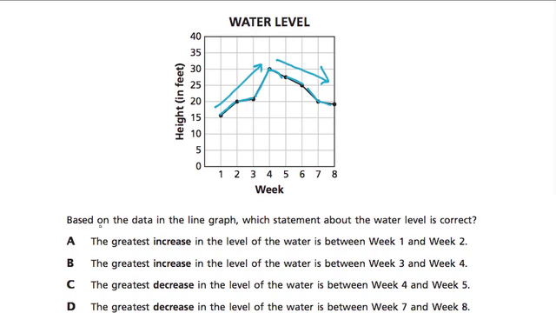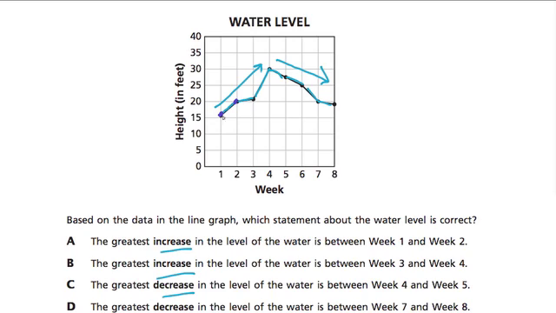Well, they say based on the data in the graph, which means looking at this graph, which statement about the water level is correct? Okay, so here we go. We're looking at the greatest increase or decrease. So what was the most dramatic change? The first choice says the greatest increase in the level of the water is between week 1 and week 2. So they're saying between here and here.